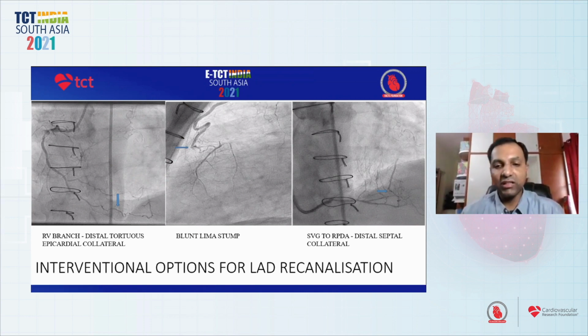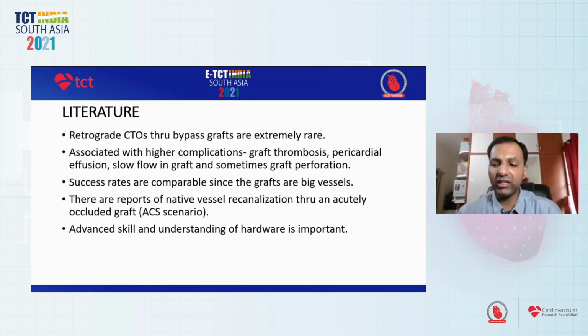And of course, the obvious one, which is the antegrade approach through the left main into LAD, I didn't mention it because that's one option we can try. But as I mentioned, the JCTO score is high, and the chance of getting through that is on the lower side. Literature for retrograde CTOs through bypass grafts is extremely rare, associated with higher complications of graft thrombosis, pericardial effusion, slow flow in the graft, and sometimes graft perforation.